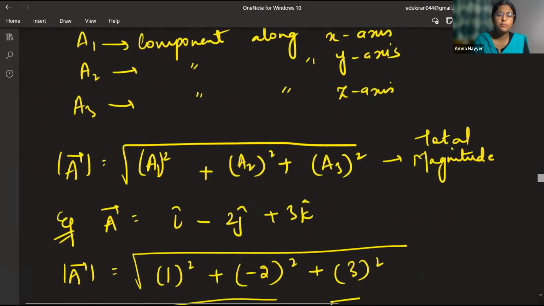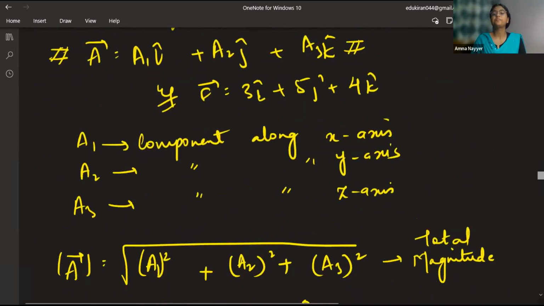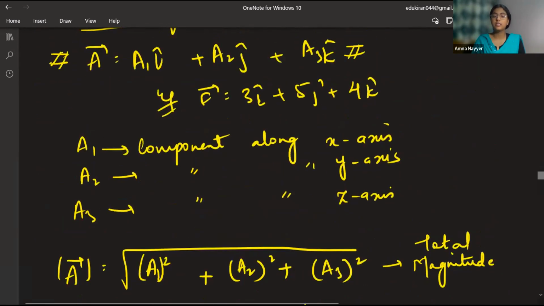Then Cartesian form, yes, this is important. The questions are there. If one vector is given, let's say force is equal to 3i cap plus 5j cap plus 4k cap, any vector is given to you, what you are going to do is take its magnitude.